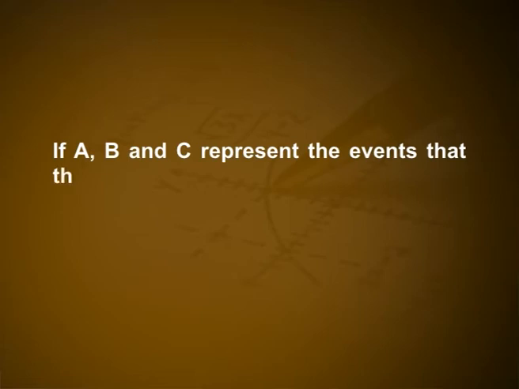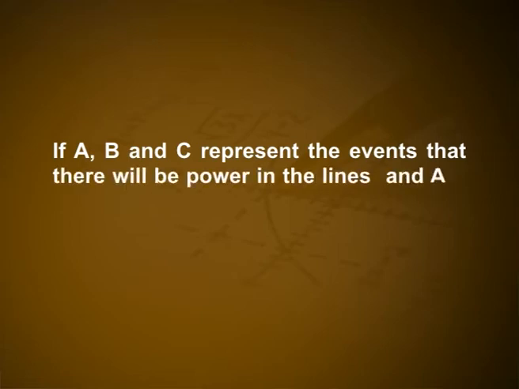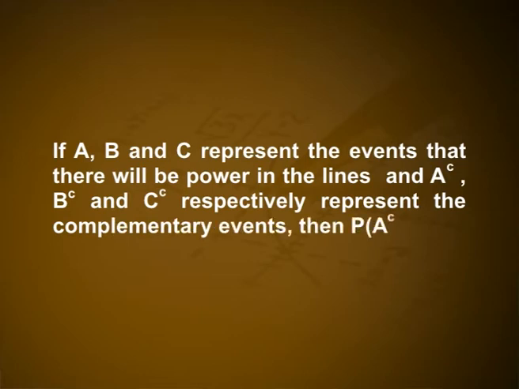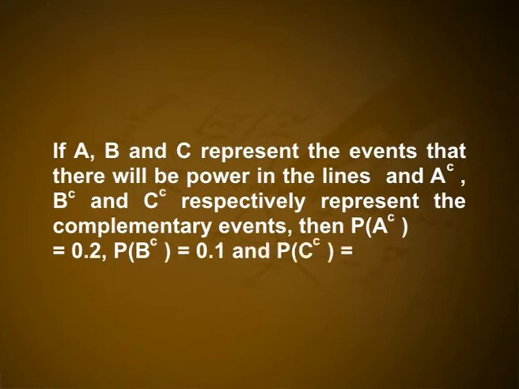Here, if A, B and C represent the events that there will be power in the lines and A complement, B complement and C complement respectively represent the complementary events, then P of A complement equals 0.2, P of B complement equals 0.1 and P of C complement equals 0.05. The required probability is that of the event A union B union C.